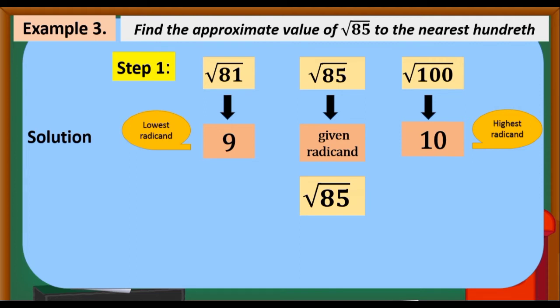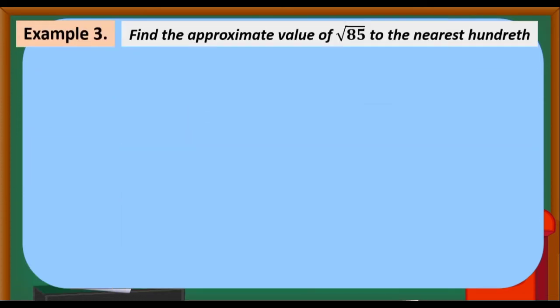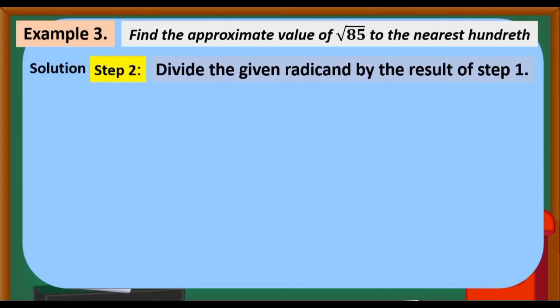So, therefore, square root of 85 ay mas mataas kay 9, pero mas mababa kay 10. So, the square root of the highest radicand is 10. So, ang kukunin natin sa unang step ay 10. Next step, divide the given radicand by the result of step 1. So, ang nakuha natin sa step 1 ay 10. So, therefore, 85 divided by 10 and 85 divided by 10 is equal to 8.5.